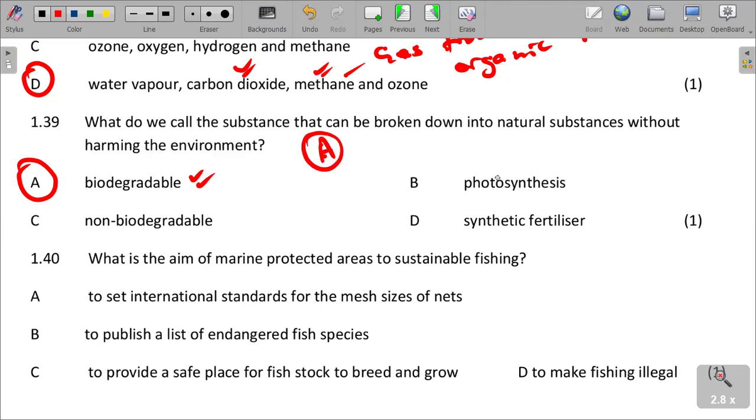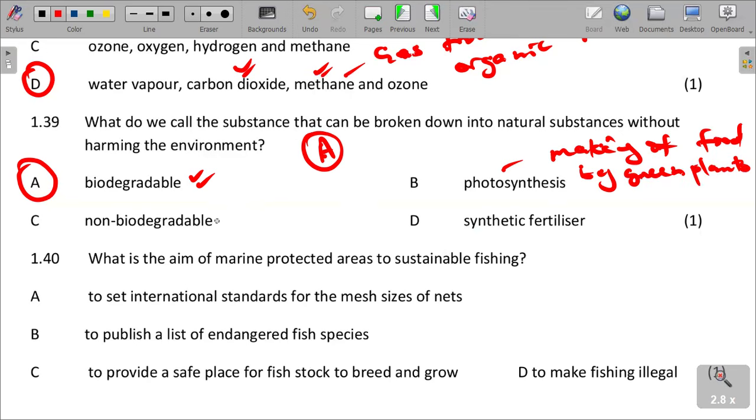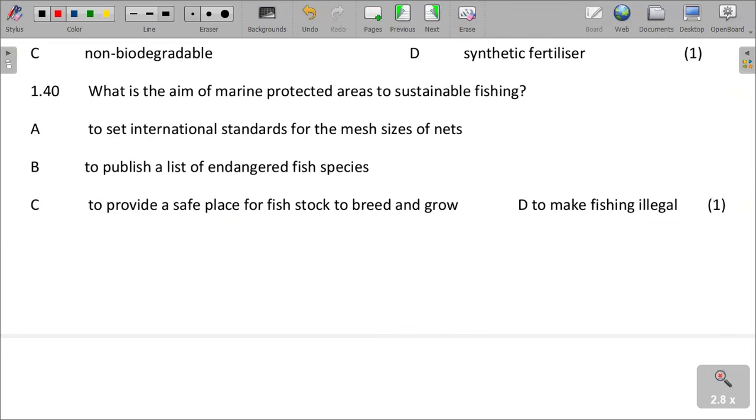Is A. Photosynthesis is a process by which green plants make food, the making of food by green plants is what we call photosynthesis. Non-biodegradable is the opposite of biodegradable. Synthetic fertilizer. What is the main aim of marine protected areas for sustainable fishing?